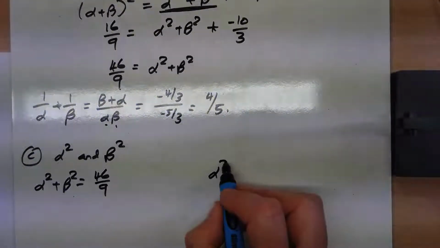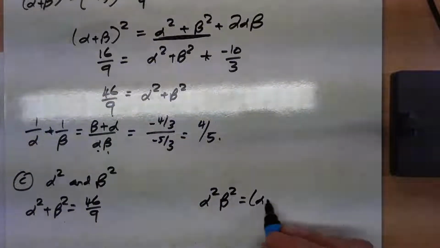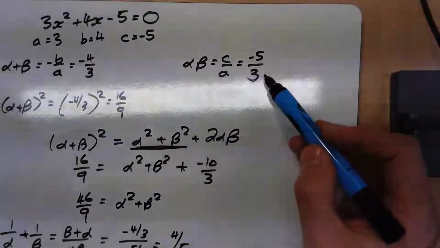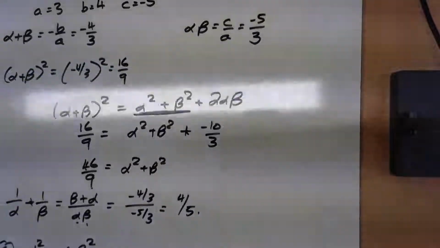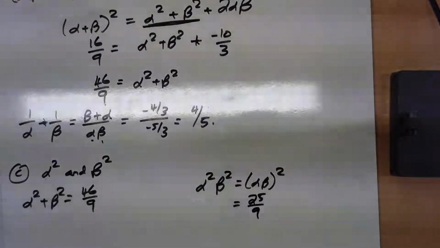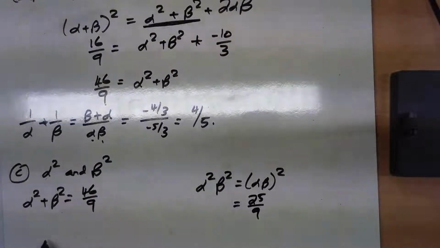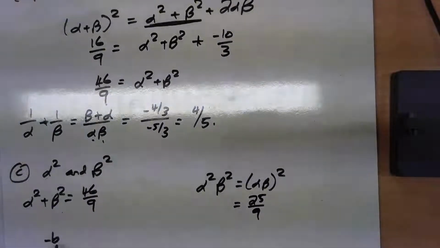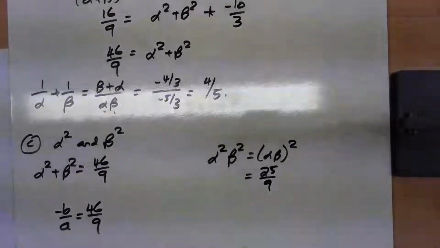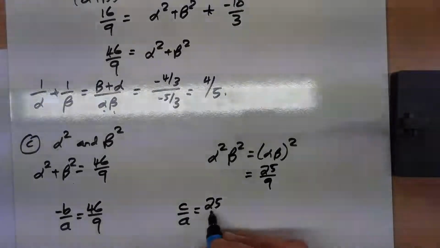And when we multiply those two things together, the product of those things, alpha squared and beta squared, well, that's just alpha beta all squared. Alpha beta was that, so just square that, so that's 25 over 9. And now we're going to go backwards to another quadratic, that the sum of the roots, so minus b over a is 46 over 9, and c over a is 25 over 9.